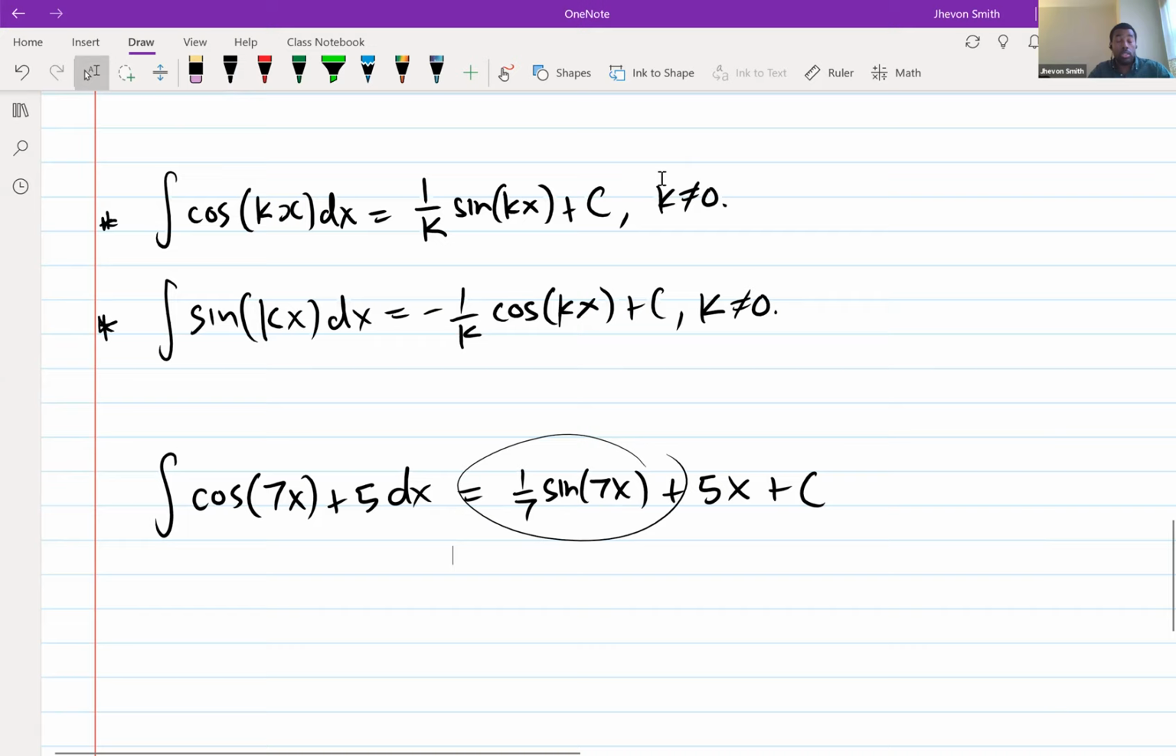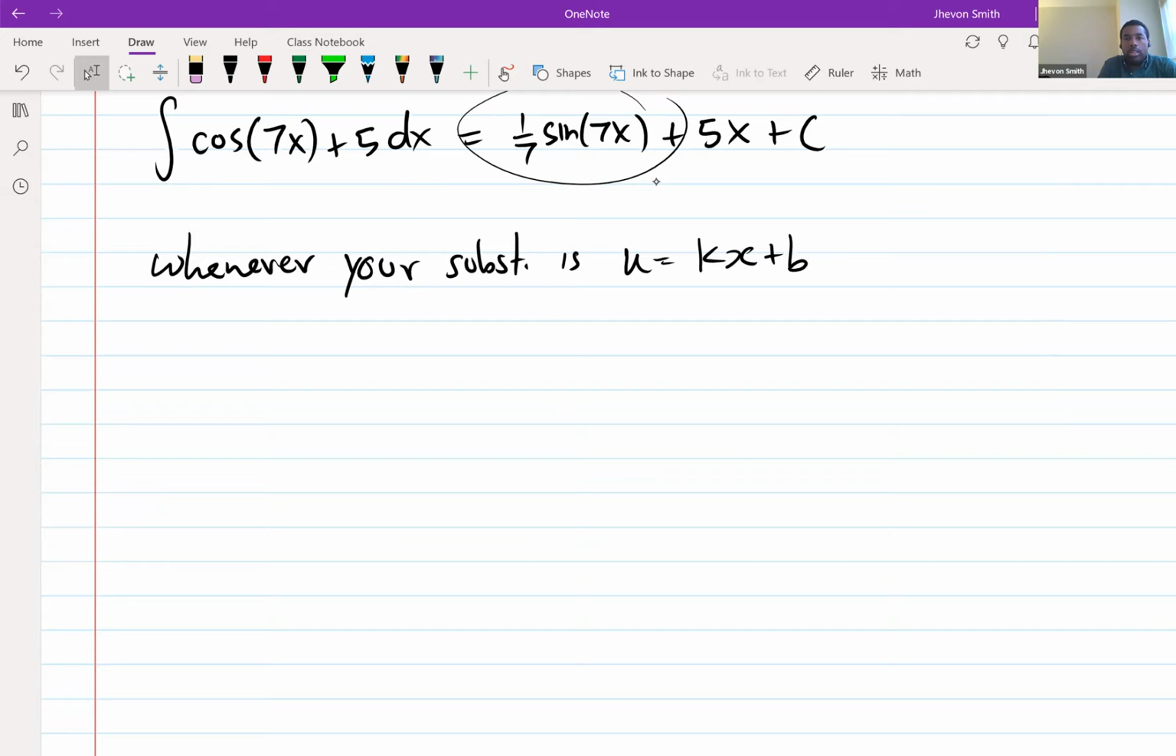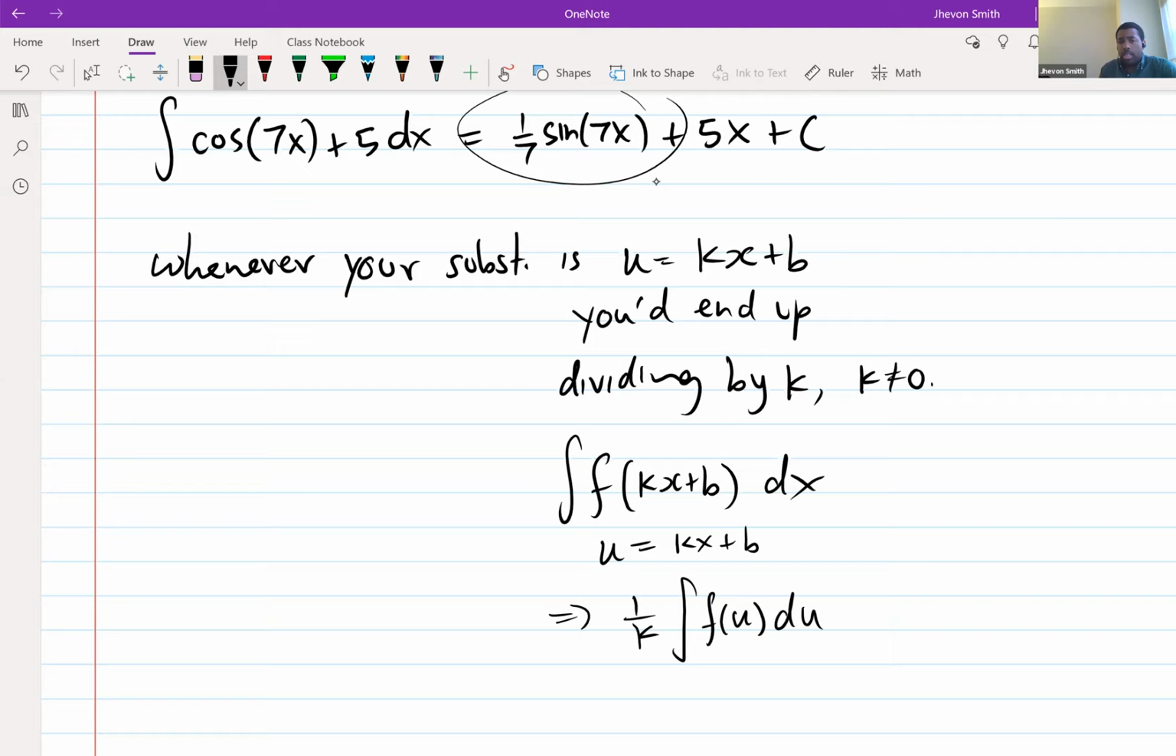Whenever your substitution is something like u equals kx plus b, then you'd end up dividing by k. So in general, if you have some integral of f of something like kx plus b, so it looks like a line, you could, in theory, always do u equals kx plus b. And what that will lead to is 1 over k times the integral of f of u du. Now, hopefully that's easier than the original, or you might have to do something else there. But that's something that's always going to happen. So that's something that you can know.